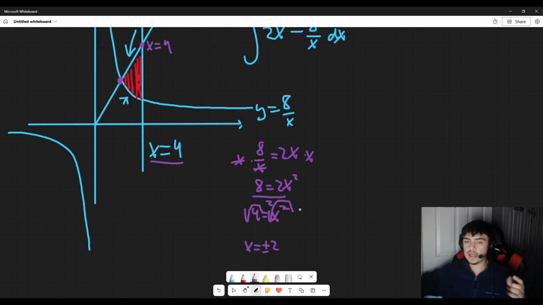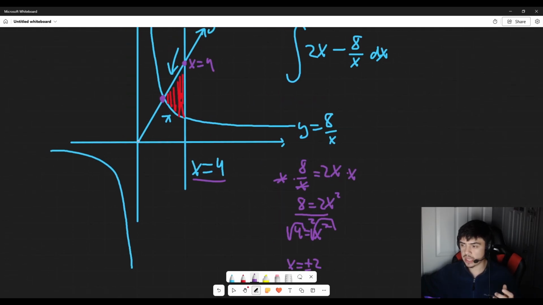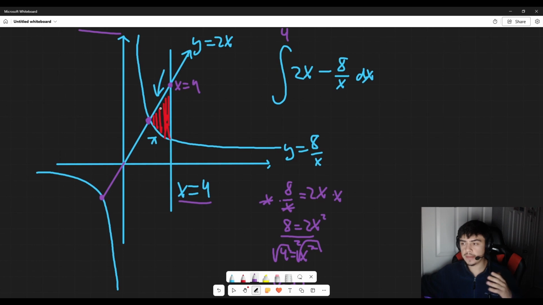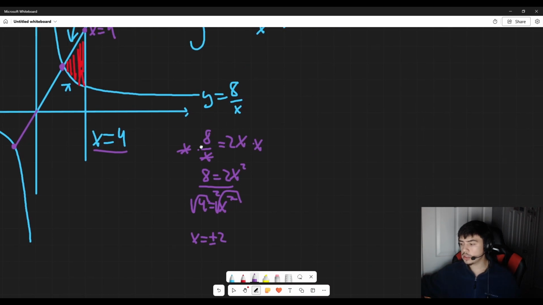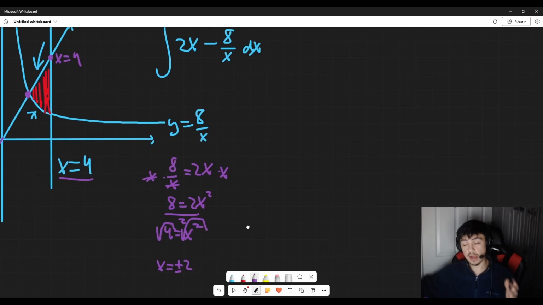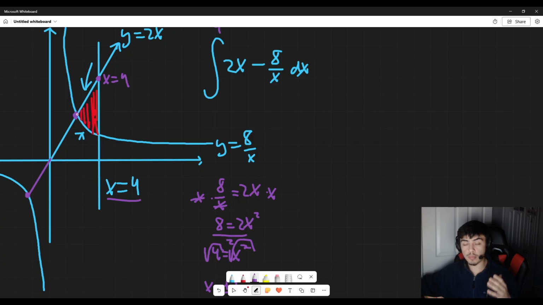But we only care about the plus, not the minus, because that minus is taking into account the intersection right here on this point. But we don't care about that. We only care about this area up here, which is the point x equals 2. So we only care about the positive 2, meaning that one of our points of intersection is at the x coordinate 2. The y coordinate is not so important, which is nice for us. We don't have to worry about that. We can go ahead and just write 2.